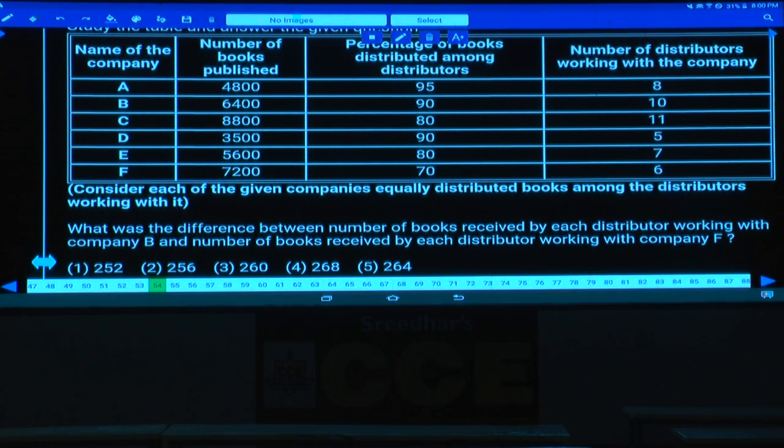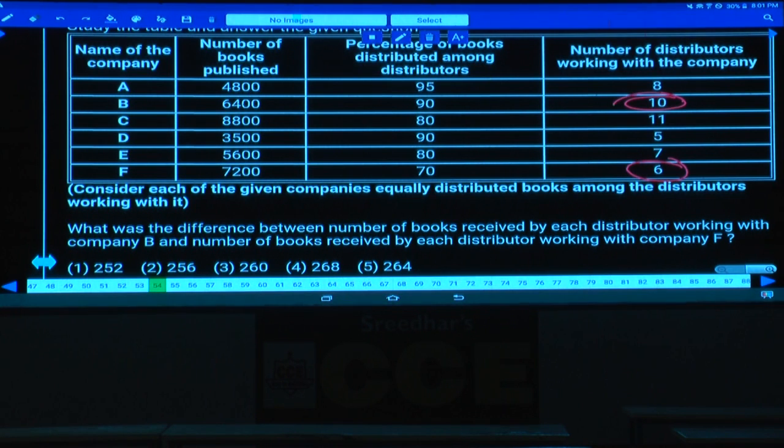Next. What was the difference between number of books received by each distributor working with company B and number of books received by each distributor working with company F? You asked about difference. Yes. Okay. Now, for B, how many distributors are there? 10. And for F? 6.